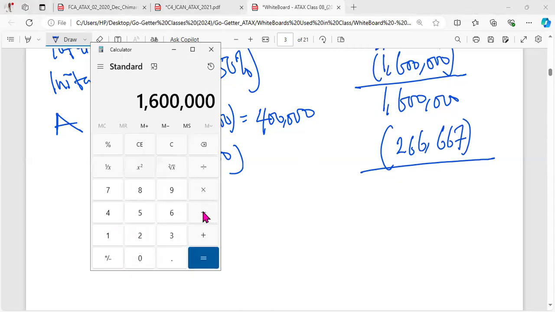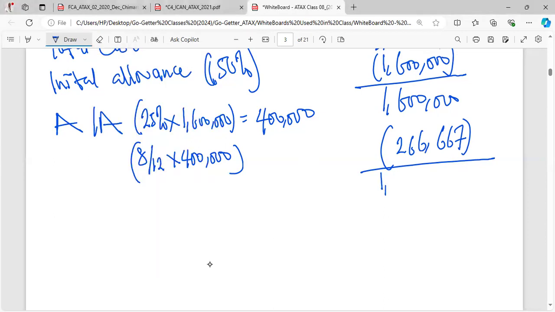1,600,000 minus 266,667. That will give me 1,333,333. So that's your tax written down value for the first year.